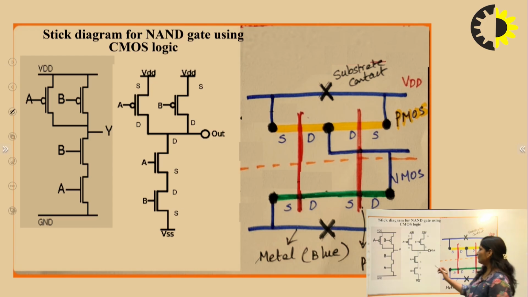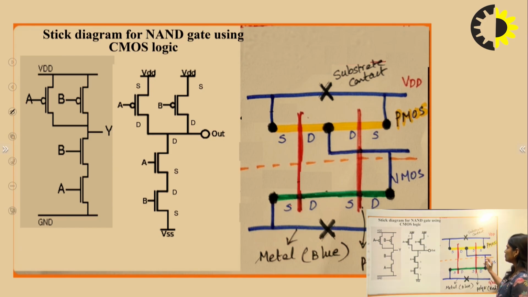Okay. Now here in the case of NMOS, you can see the green line represents the NMOS. Now here you can write source, drain, source, drain. Now you can see source is connected to ground. So you can see this source is connected to ground. Now this transistor's drain is connected to the source of the next. So drain is connected to source, and the next drain is connected to output. So this drain is connected to this output, and here in between, this is PMOS and this is NMOS.